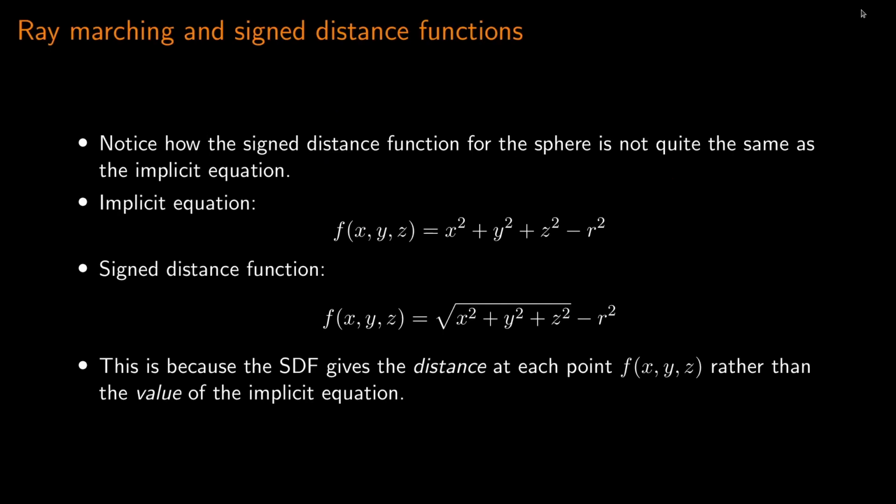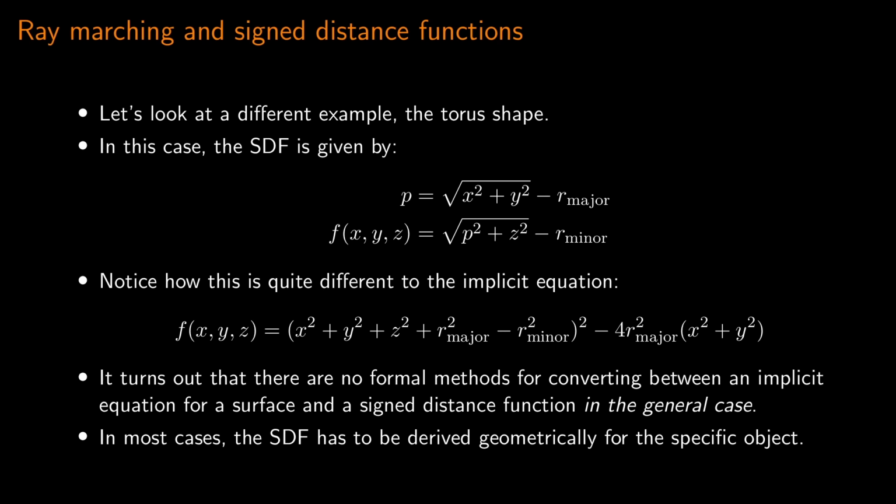Okay, so notice how the signed distance function for the sphere is not quite the same as the implicit equation. So the implicit equation was given by f(x,y,z) is equal to x squared plus y squared plus z squared minus r squared. Okay, the signed distance function is given by f(x,y,z) is equal to the square root of x squared plus y squared plus z squared, minus r. I do apologize, that should be minus r, not minus r squared. Okay, and this is because the SDF gives the distance at each point f(x,y,z) rather than the value of the implicit equation.